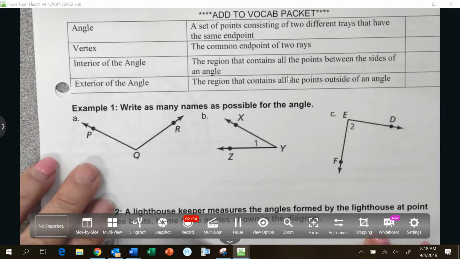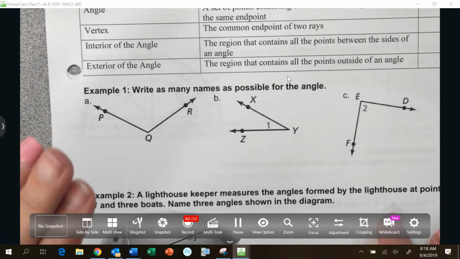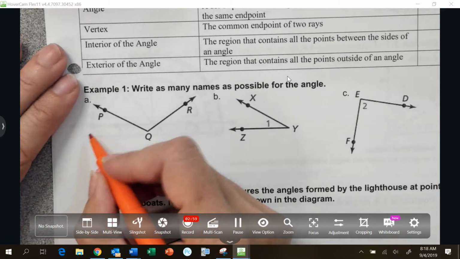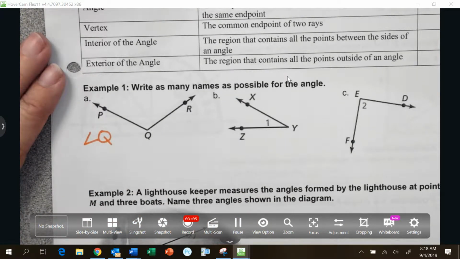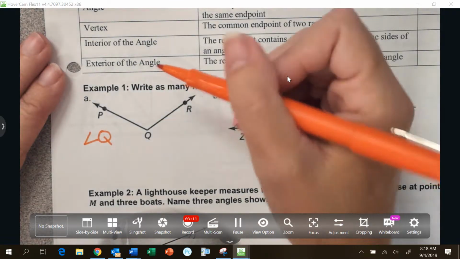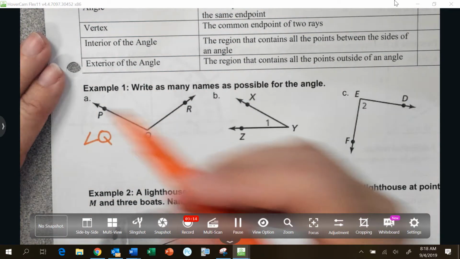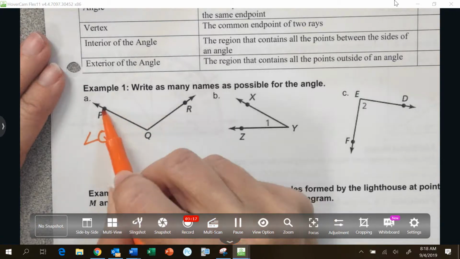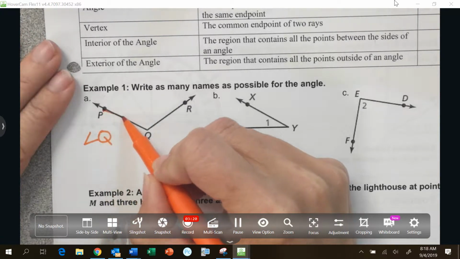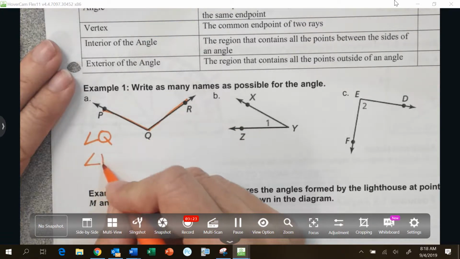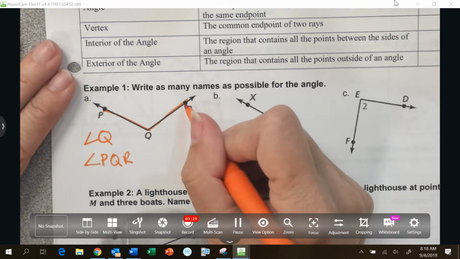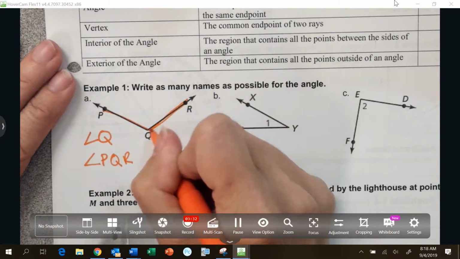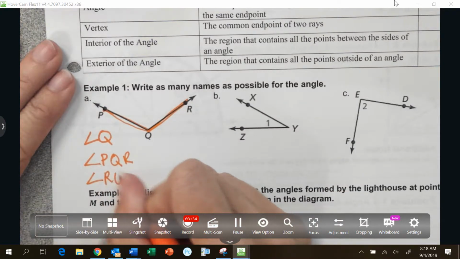All right, example 1, write as many names as possible for the angle. So the first one is the easy one that everybody remembers how to do, angle Q. There's 2 other ways of naming angle Q. If you watch my pen for a second, I want you to understand how you can name this angle Q. I'm going to put the point of my pen on P, and I'm going to trace the angle through Q to R. Angle PQR. If you can trace it, then that's how you can name it. Or I could put my point on R, and I could go RQP. Angle RQP.